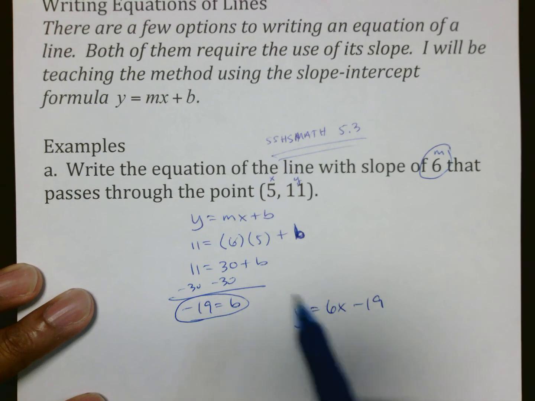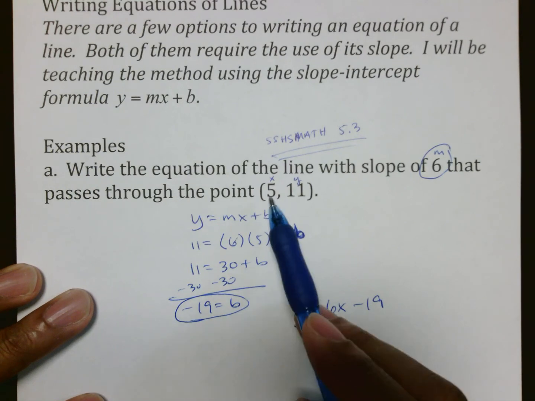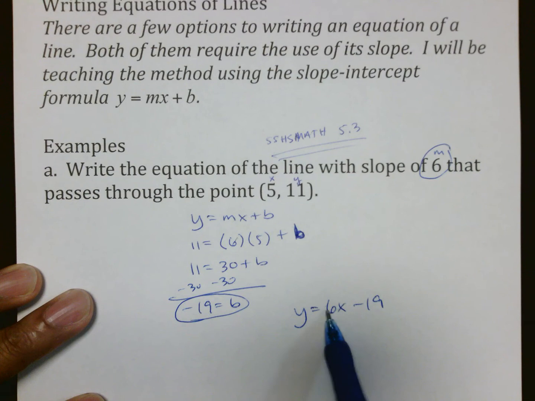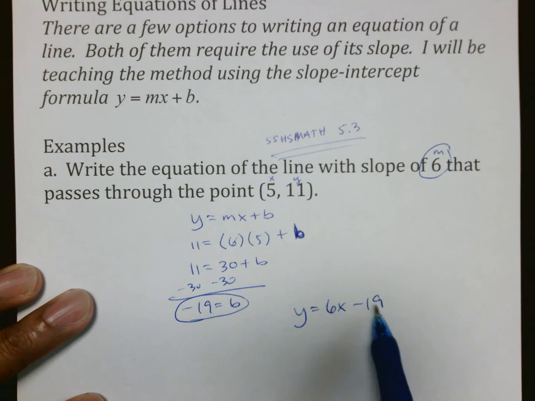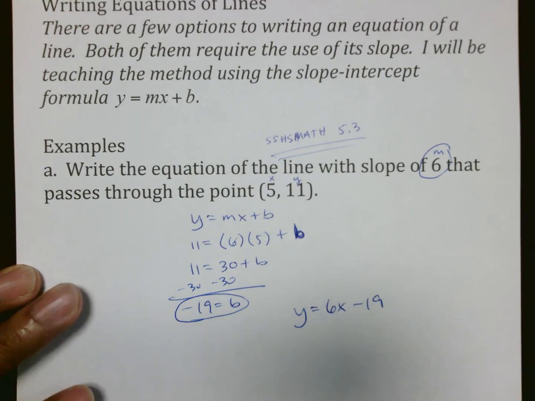The beauty of this is that you can actually check it, and there's no way you should actually miss it, because you can take this 5, plug it in. 5 times 6 is 30. 30 minus 19 matches your 11, and therefore it works.